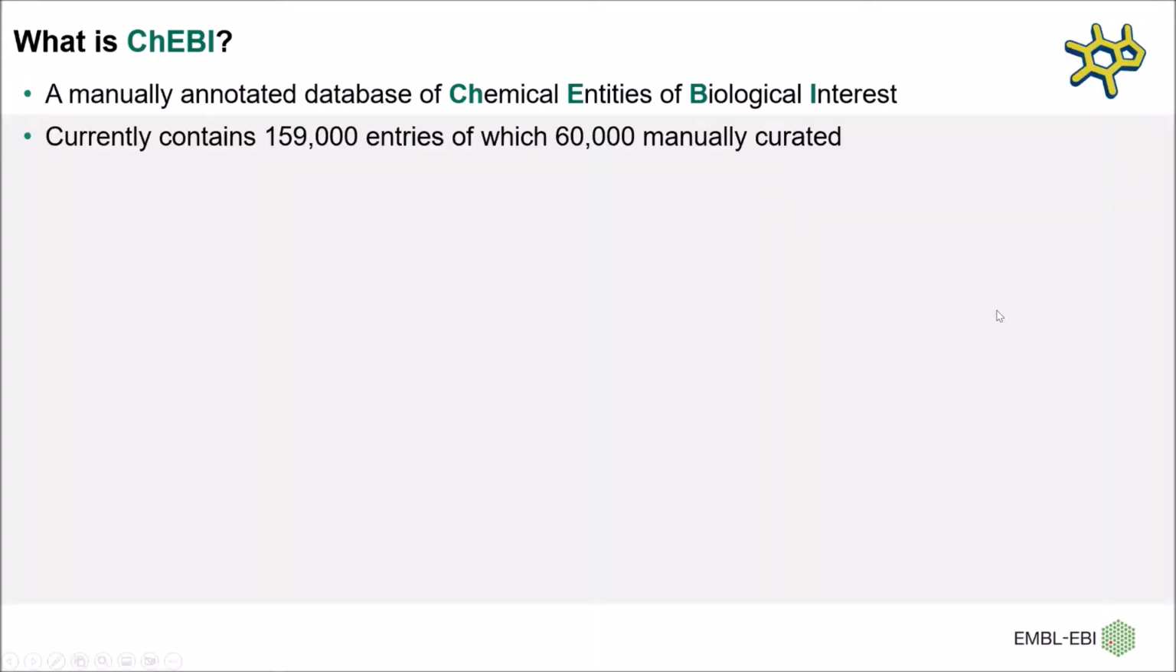So ChEBI is a manually annotated database. It's an open access database of chemical entities of biological interest. These chemical entities may either be natural products or even synthetic compounds such as drugs. The database currently contains 159,000 entries, of which around 60,000 have been manually annotated by the ChEBI team.